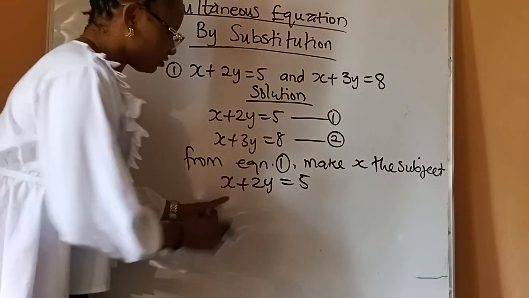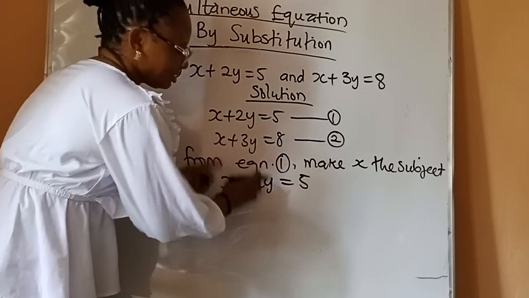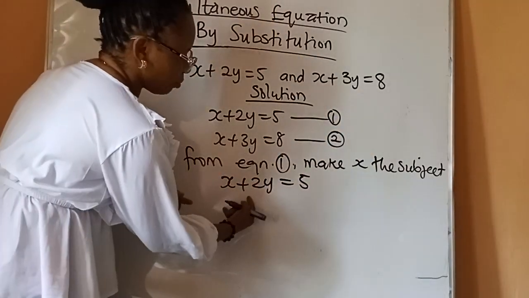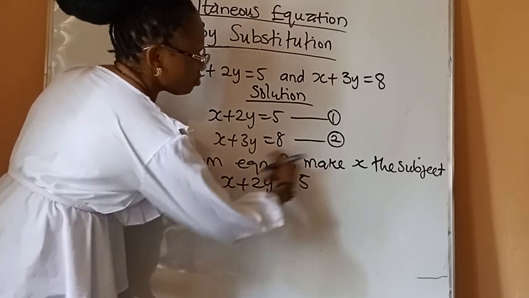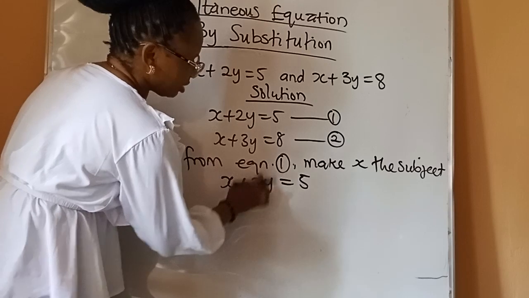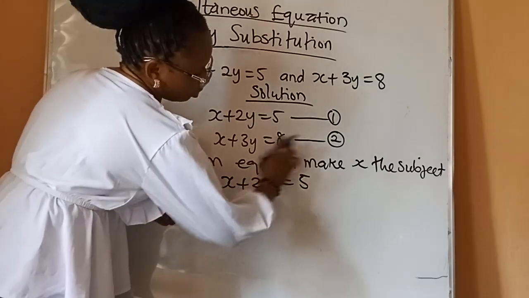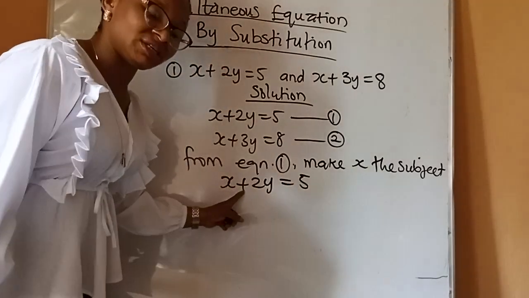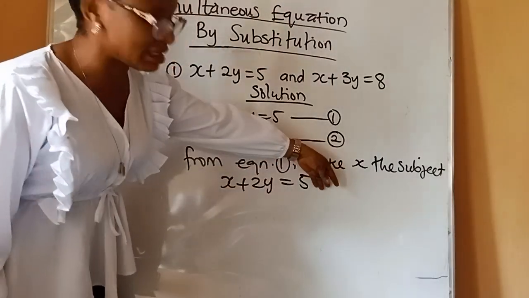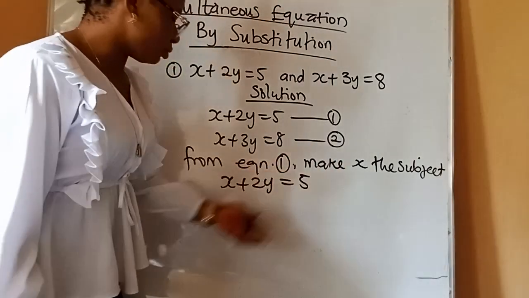Making x the subject of this equation means whatever is standing with x should move to the other side of the equation. So we see a plus 2y standing here with x. We move it to this side of the equation. And for a particular term to cross the equality sign, it has to change the sign it came with. So here I have plus 2y. If it moves to this side of the equation, it becomes minus 2y.